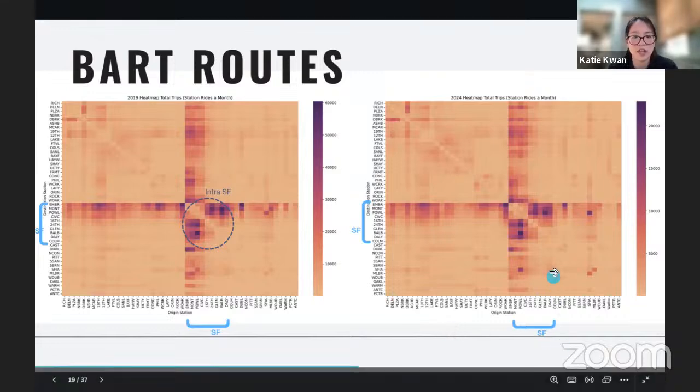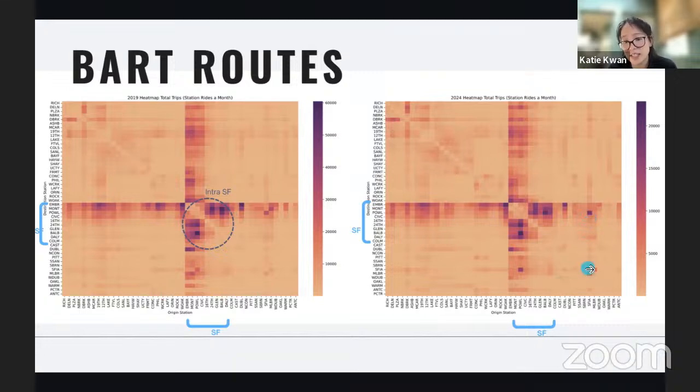I think that there's a couple things to call out. One is there's a little outlier here that is actually SFO International Airport. So people are still going to the airport. People are still traveling, probably in higher percentages in terms of the ridership than before.